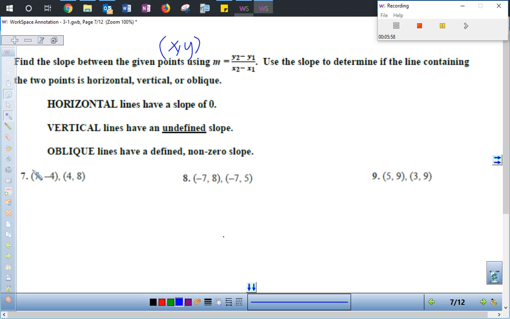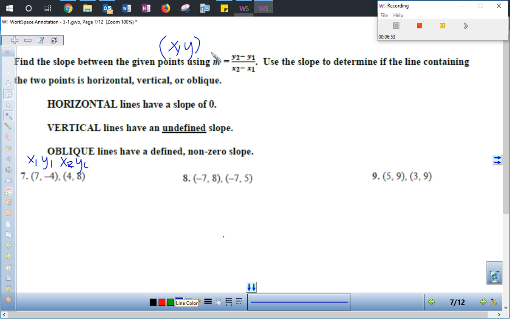So on number 7, I've got two ordered pairs here, and we're just going to make this nice and simple. Our first ordered pair is going to be x sub 1, y sub 1, so let's write that above it. And our second ordered pair is going to be x sub 2, y sub 2. It's important that you write it on top of your ordered pairs. That way you can keep them organized. Now it's going to be easier to substitute these numbers into our slope.